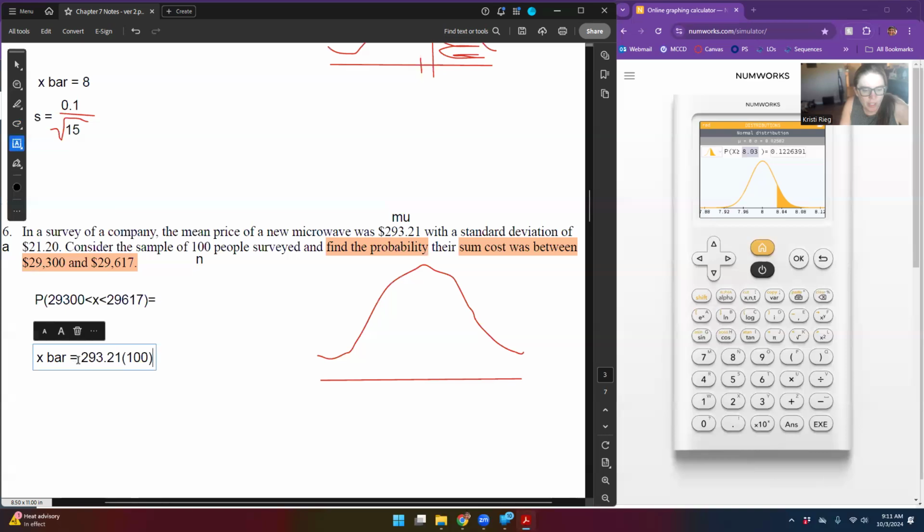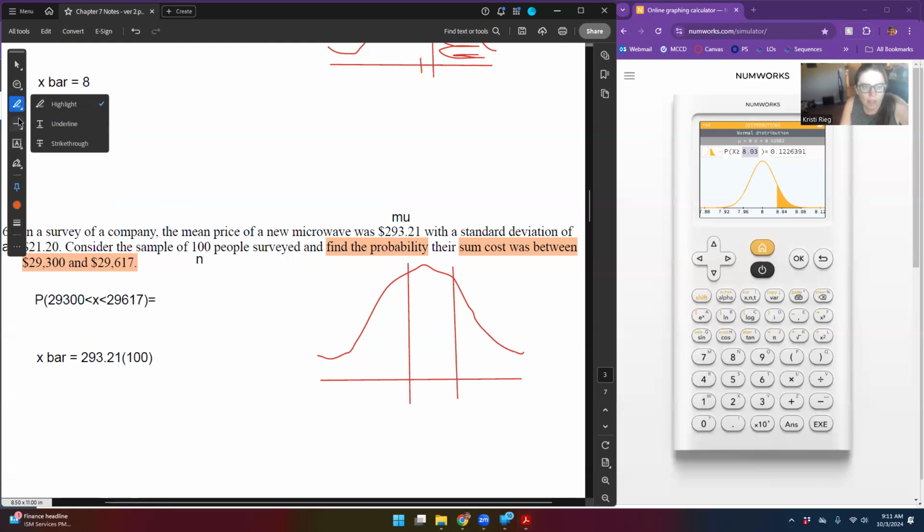293.21 times 100 is 29,321. So that means the first number is a little bit less than the middle. And the second number is kind of more than the middle. So it's going to be somewhere like that with our coloring in between because it says the cost is between.